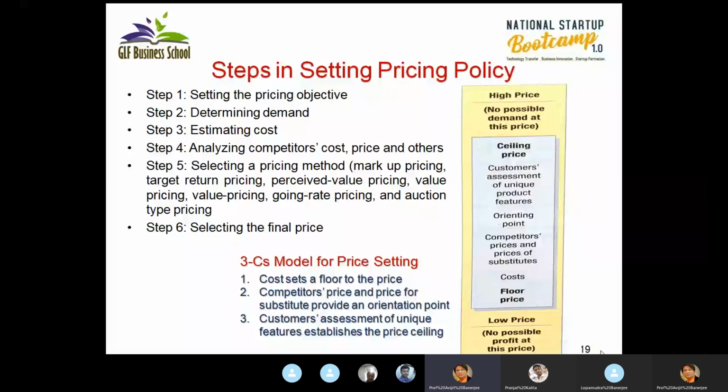Companies select a pricing method that includes one or more of these 3 considerations. We may also examine 6 price setting methods such as markup pricing, target return pricing, perceived value pricing, going rate pricing, and auction type pricing. These are the different types of pricing methods.